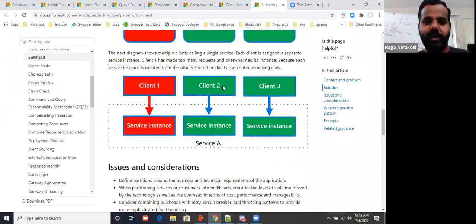Here you have multiple clients invoking the same service. One specific instance failed because it got too many requests. This client is talking to a specific instance and sending a large number of requests and overloaded it, so it might have failed. But other clients are still able to invoke other instances of the service and still receive the service.